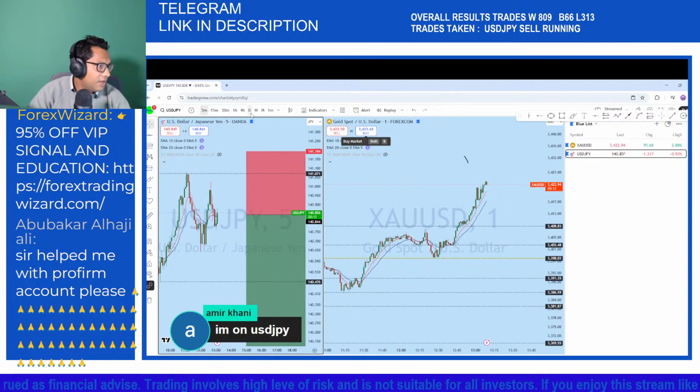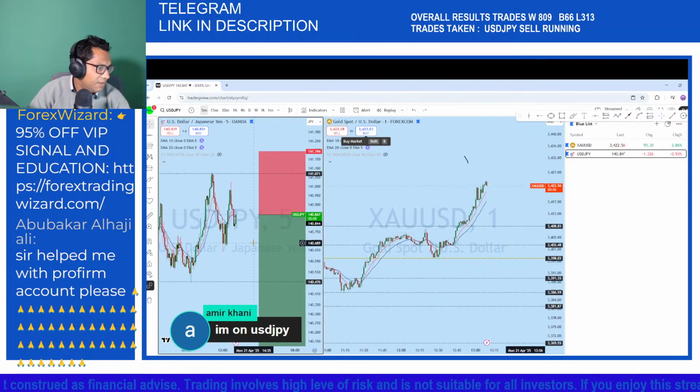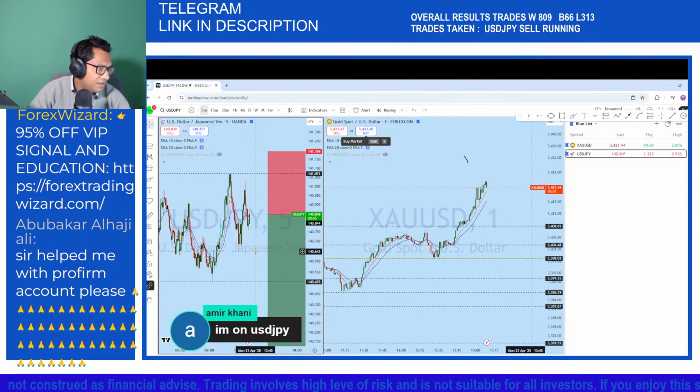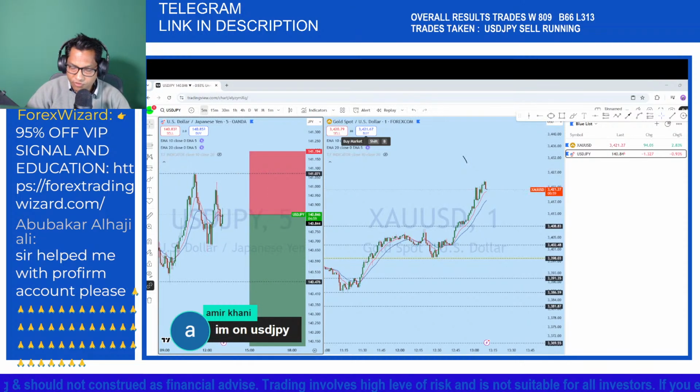Now let's look at dollar yen. Here you see the little sideways movement, anytime expecting that bearish move in this market. Are you guys trading here?